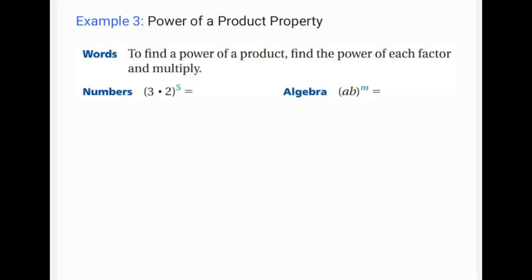So very similar to our example 2, since I have a base inside the parentheses and then we have an exponent outside, we're going to go ahead and distribute the exponent into the numbers inside. In this case, I have 3 times 2 and then the 5 on the outside. Now, I don't have any exponents written in this case, so we can already assume that the exponent will always be a 1 if it's not written right there.